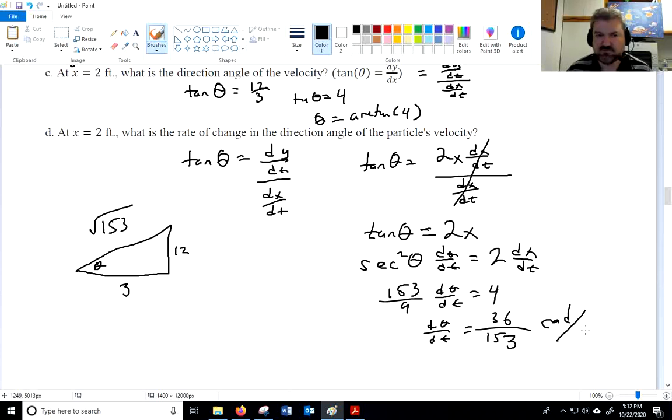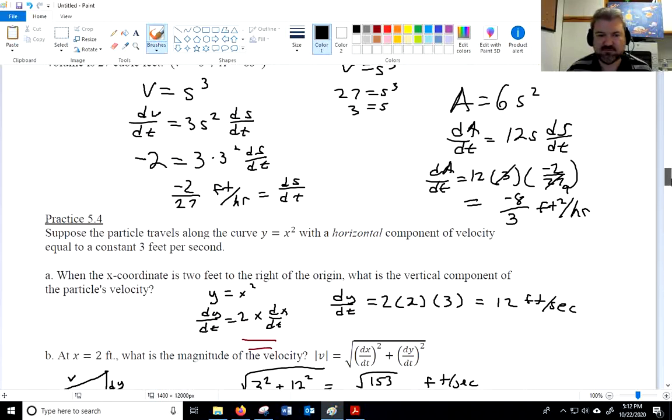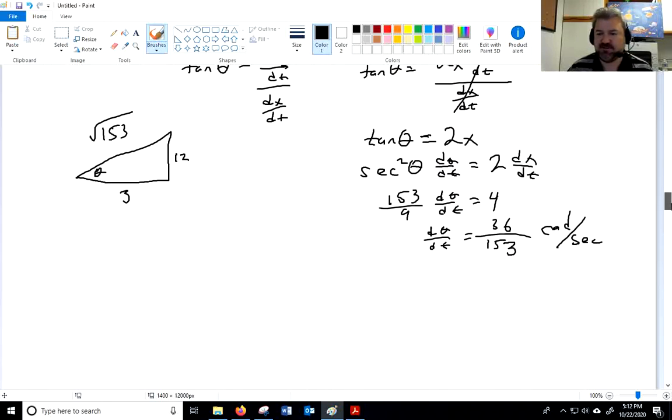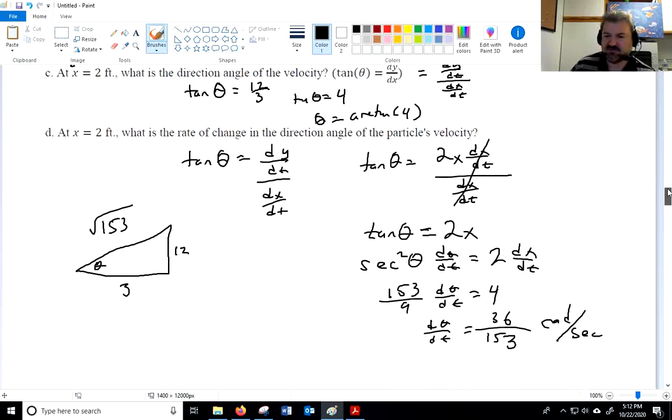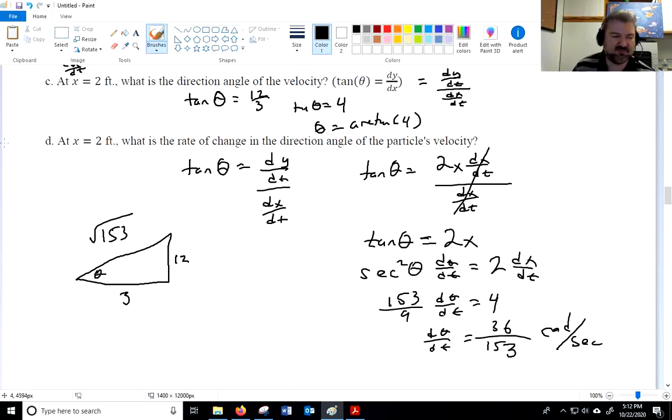Radians per, what did we say that was? Second? Radians per second, I think. Yeah. All right, and there we have it. So it's interesting how that works out, isn't it? With the d theta, the dx/dt's cancel out and all that. Okay, so that's it for this lesson, and until I see you again, take care.